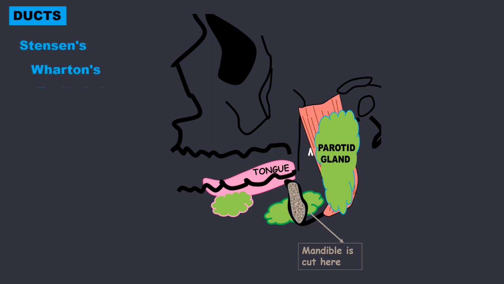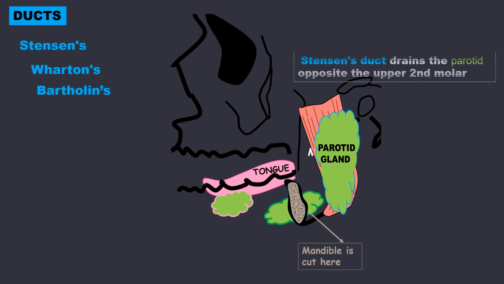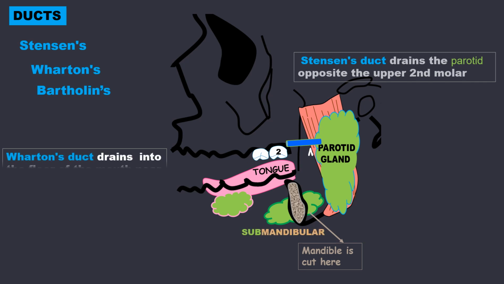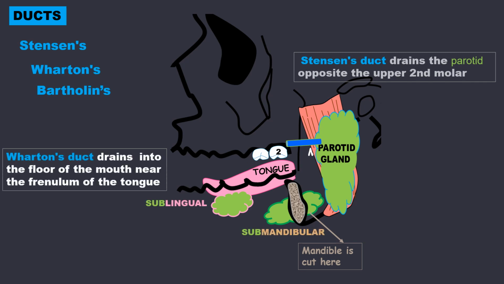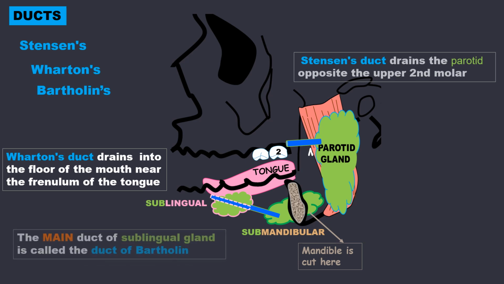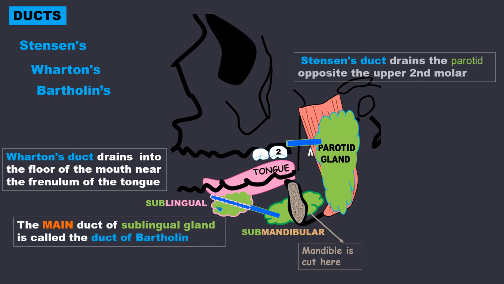Stenson's, Wharton's, and Bartholin's. Stenson's duct drains the parotid opposite the upper second molar. Wharton's duct drains the submandibular and some of the sublingual gland into the floor of the mouth near the frenulum of the tongue. I will be explaining this in a while. The main duct of the sublingual gland is called the duct of Bartholin.